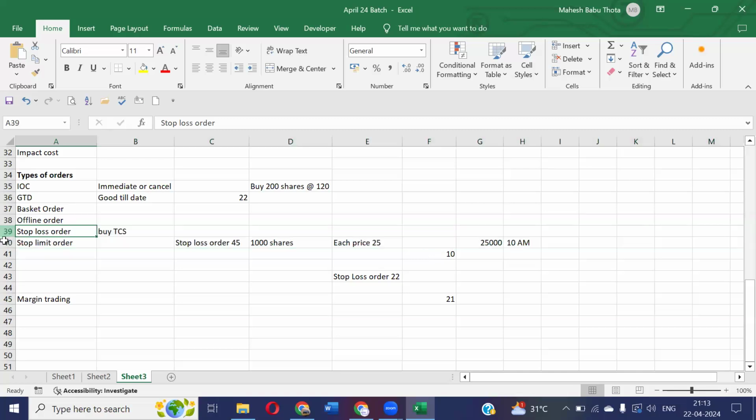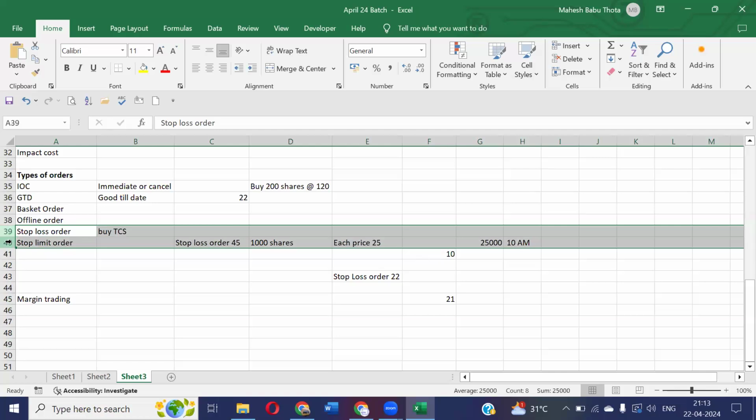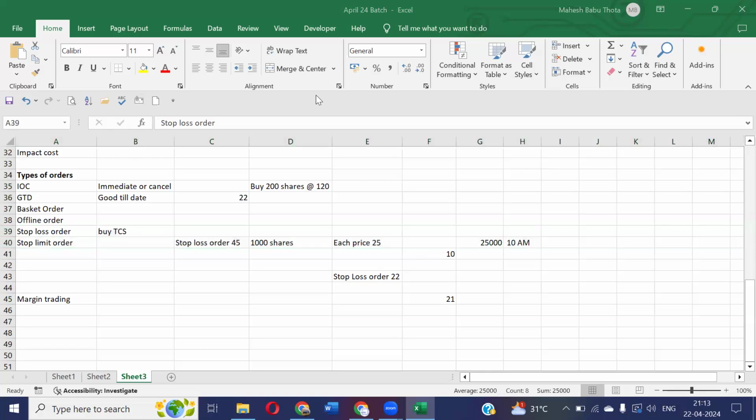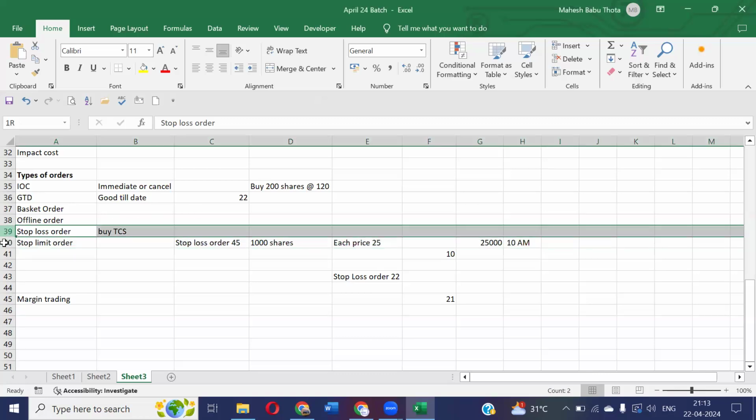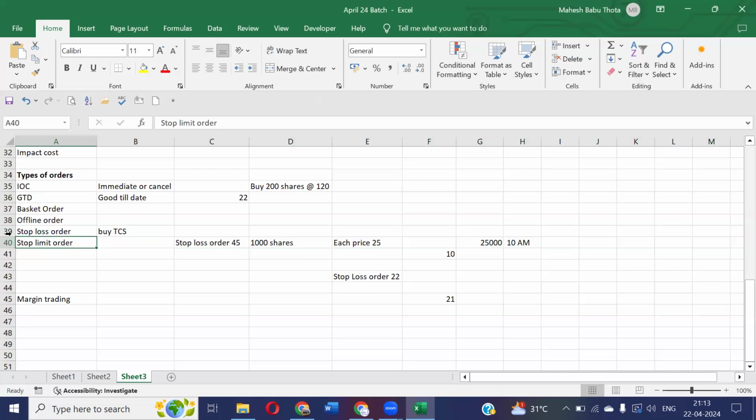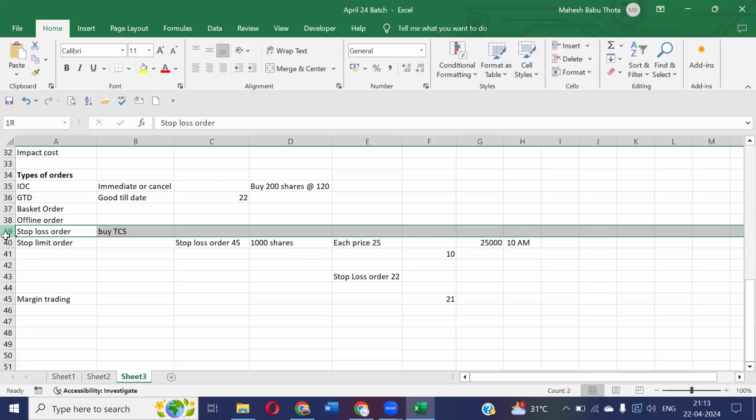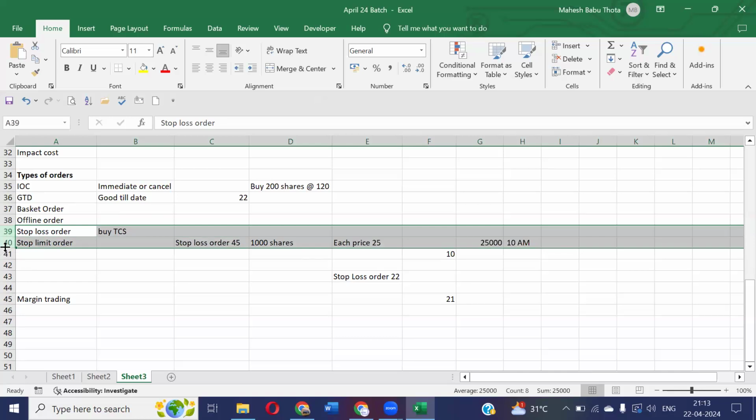What is stop loss order and stop limit order? Everyone? Yes, sir, understood. Can we do some practice on the stop loss order and stop limit order with examples or something? You will get an understanding of how it will work exactly. Okay.